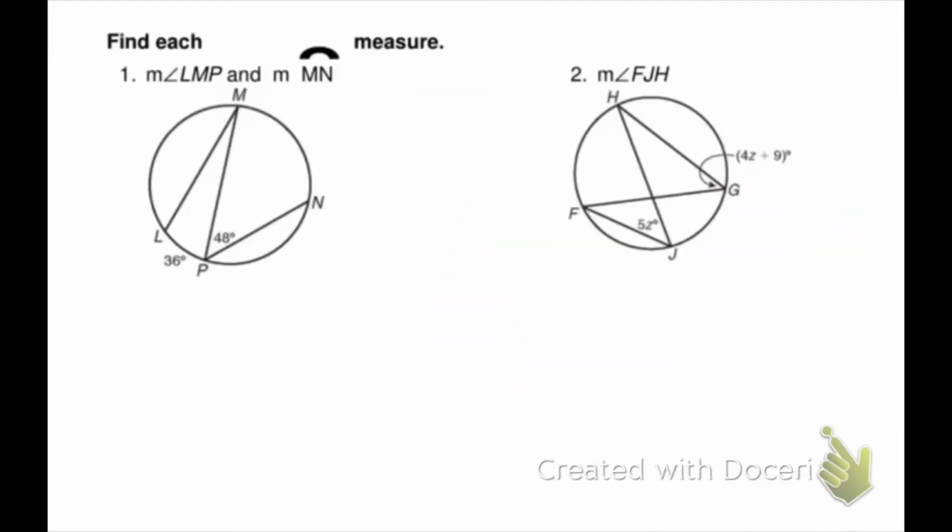Well, how do I use this to actually solve different questions? Well, our first example here asks us to find the measure of each. Let's start with the measure of angle LMP. So what would that angle measurement be? Well, if the arc here is 36 degrees, to get to the inscribed angle, I just take 36, divide by 2, and the measure of angle NMP is equal to 18 degrees.